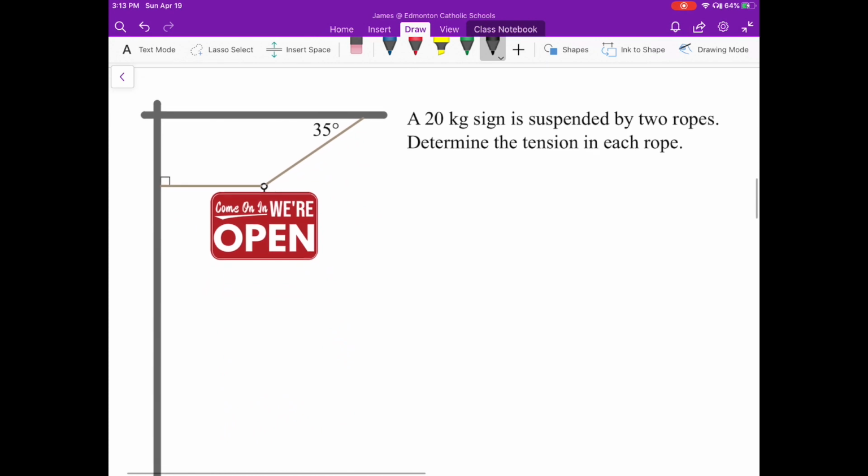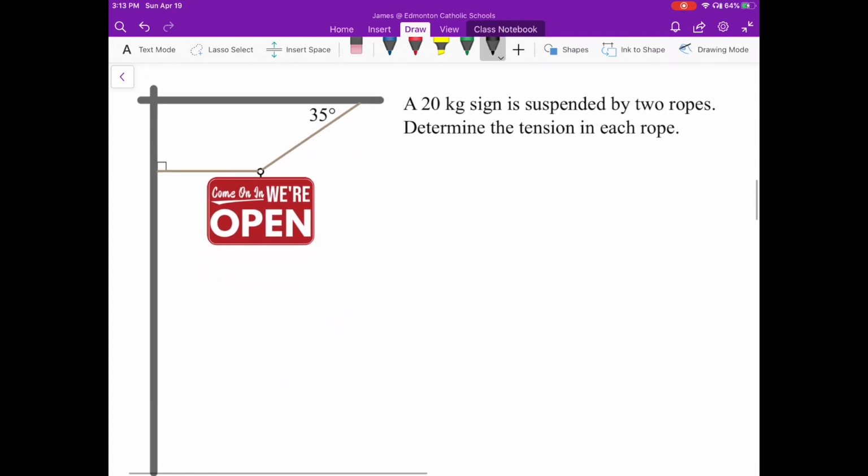Okay, next word problem. A 20 kilogram sign is suspended by 2 ropes. Determine the tension in each rope.